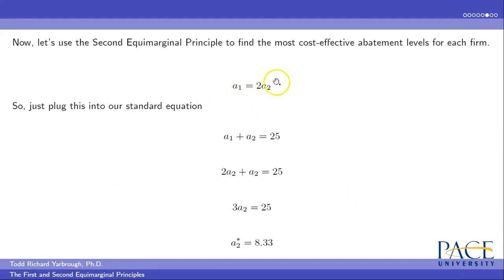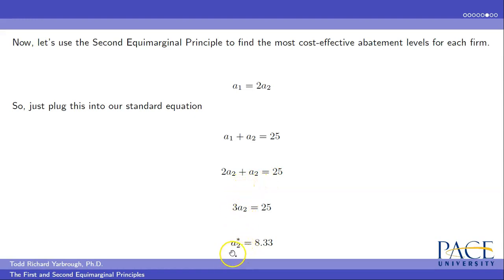So again, this is our first equation, which says that the abatement level for firm 1 is equal to 2 times the abatement level for firm 2. So we just plug this into our standard equation. Our standard equation, again, is that the abatement for firm 1 plus the abatement for firm 2 needs to equal 25 units. That's the abatement goal. So we know that A1 is equal to 2A2, so we just plug in 2A2. You'll see that right here. So now we have this equation. It says 2A2 plus A2 is equal to 25. We just solve for A2.